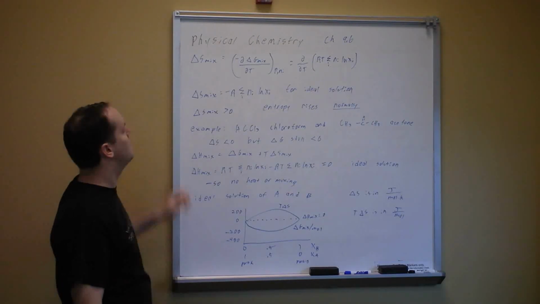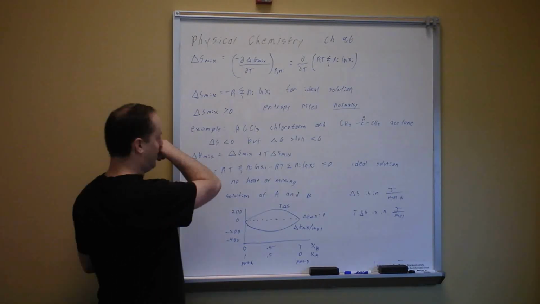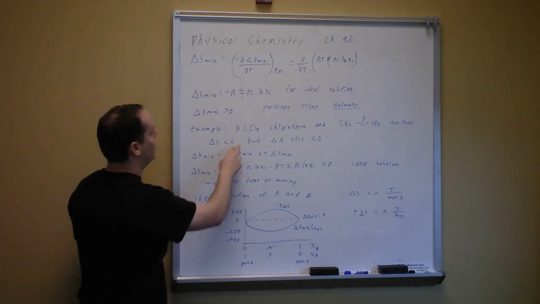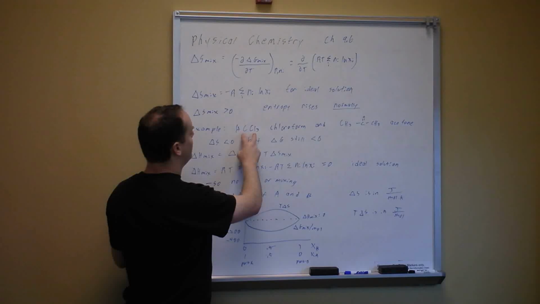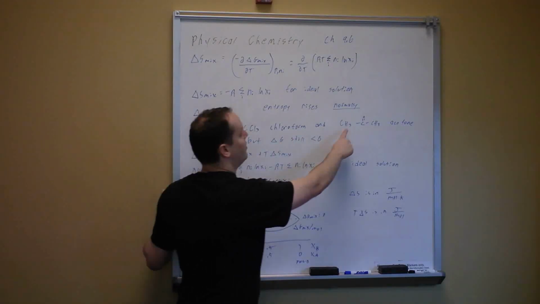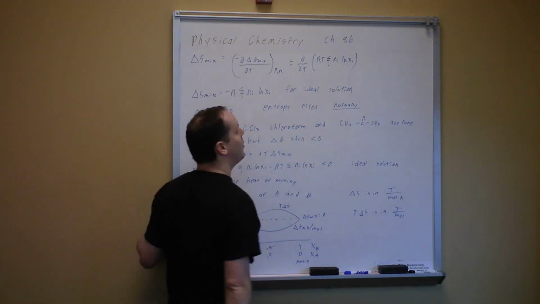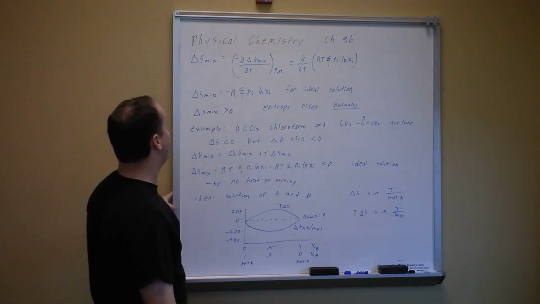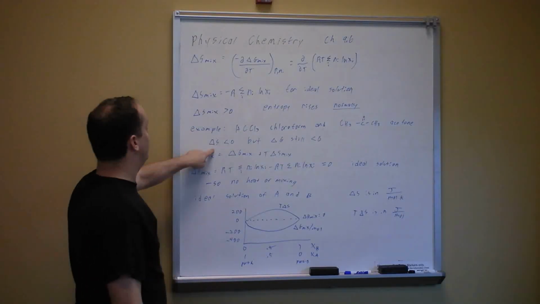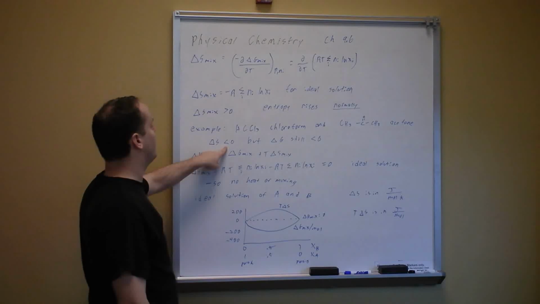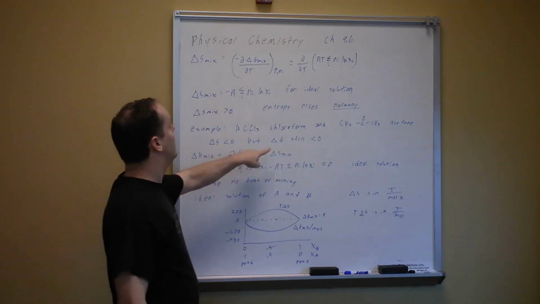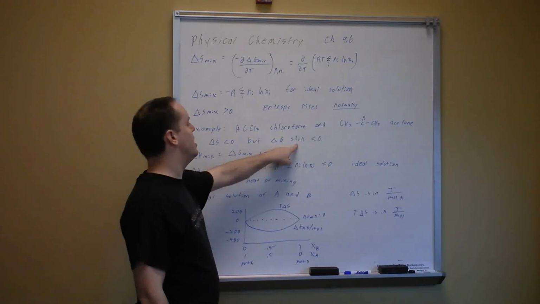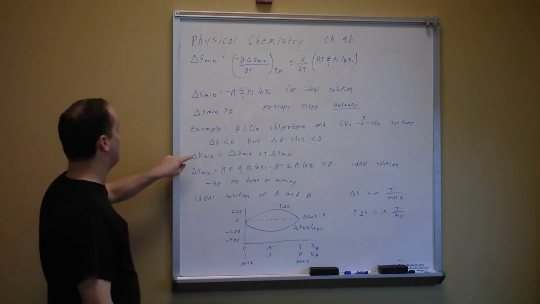That's normally true. Now let's talk about an example of mixing two liquids. HCCl3 is called chloroform, and CH3C(=O)CH3, with the double-bonded O, is a ketone, acetone. Now the delta S is less than 0 for this one, but it's still spontaneous. Delta G is less than 0.